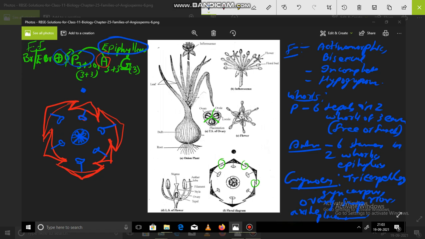So very simple. Either you can remember the floral formula, and based on the formula you can draw the diagram, and based on these two you can write down the characteristics of the flower, or you can write down the characteristics of the flower, and based on that you can write down the floral formula and the diagram. Okay, so this is how you have to write down the floral formula and the floral diagram, and based on that you have to write down the characteristics. I hope you understood this.